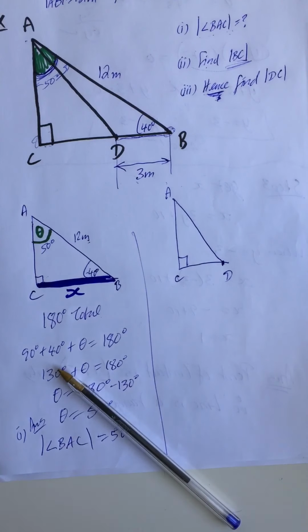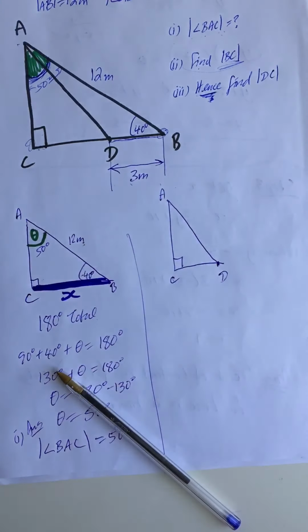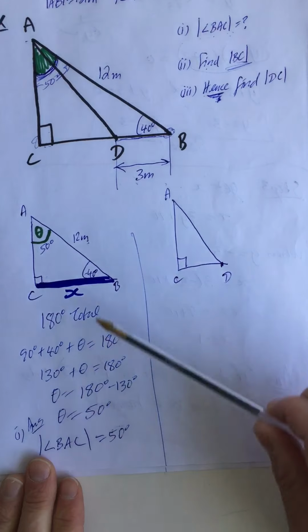Now, the thing is, we can use SOHCAHTOA here. We cannot use Pythagoras' theorem. The reason we can't use Pythagoras' theorem is we only know the length of one side. Remember, for Pythagoras' theorem to work, we need to know at least two sides. So we can label our triangle.